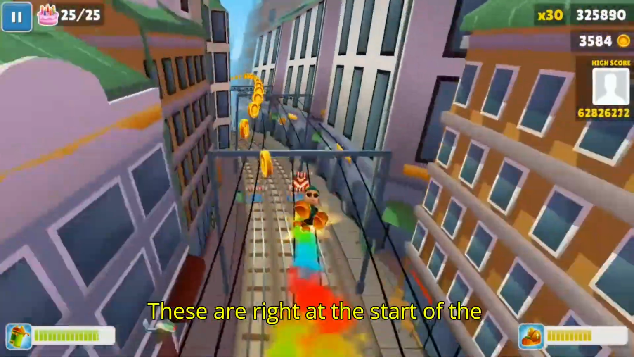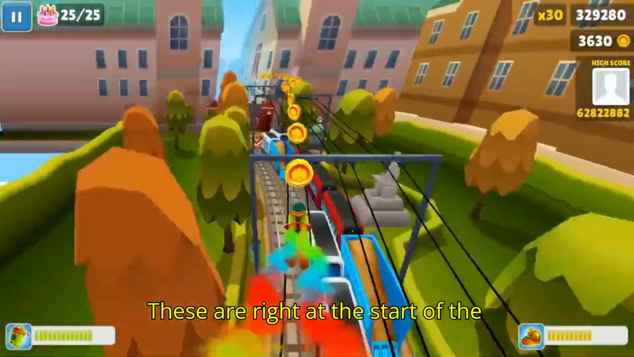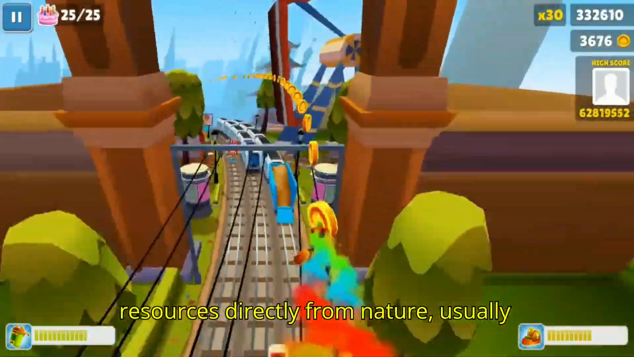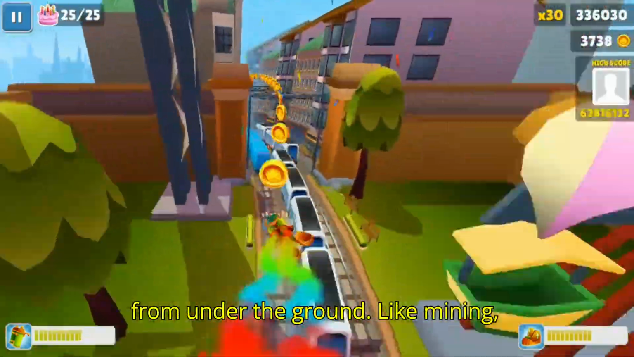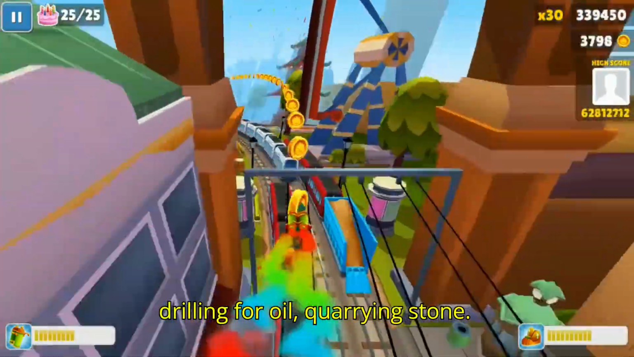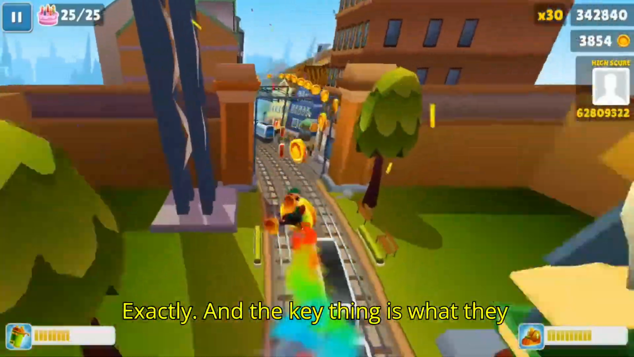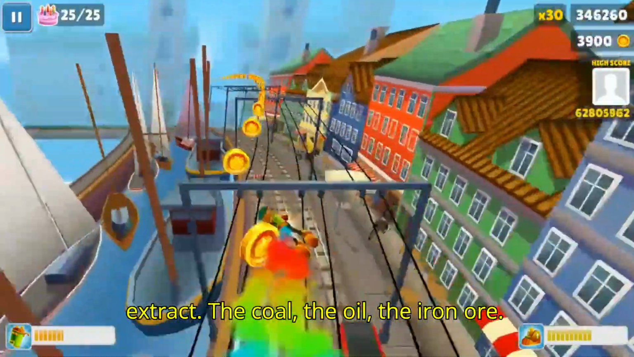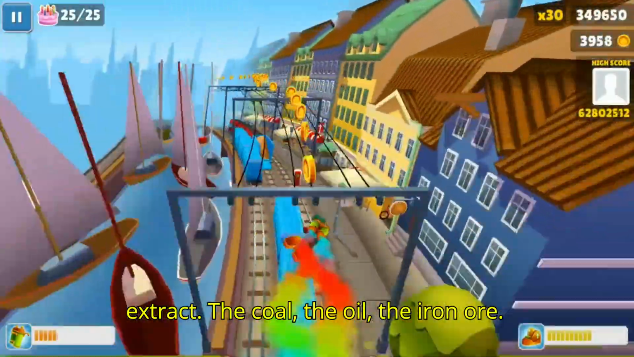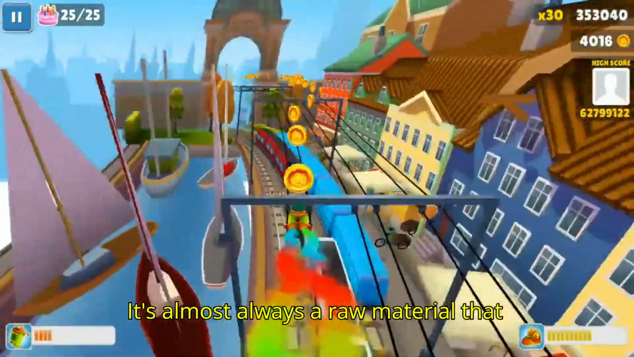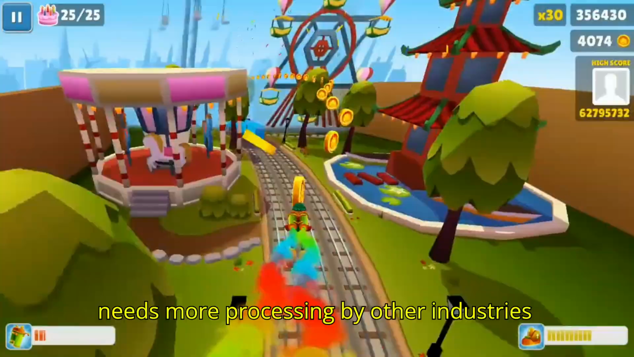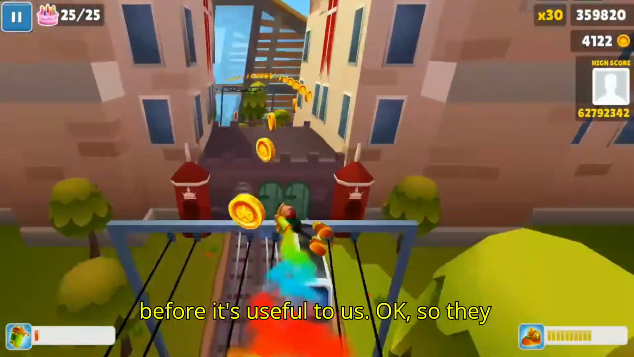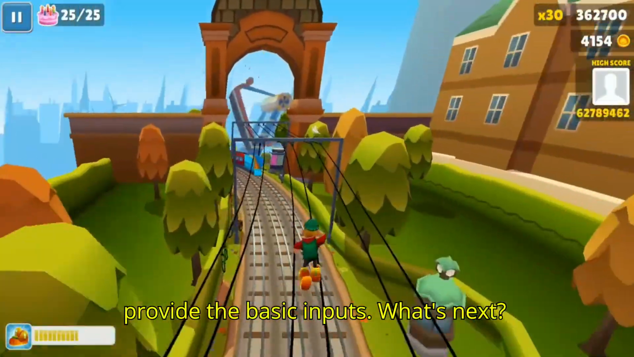First up, extraction industries. These are right at the start of the chain. They're about harvesting resources directly from nature, usually from under the ground. Like mining, drilling for oil, quarrying stone. Exactly. And the key thing is what they extract, the coal, the oil, the iron ore, it's almost always a raw material that needs more processing by other industries before it's useful to us. Okay, so they provide the basic inputs.